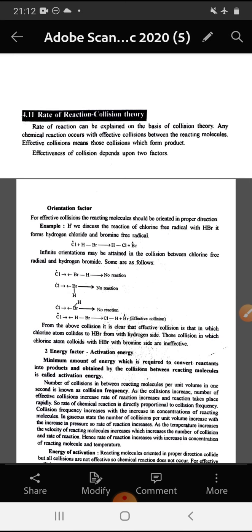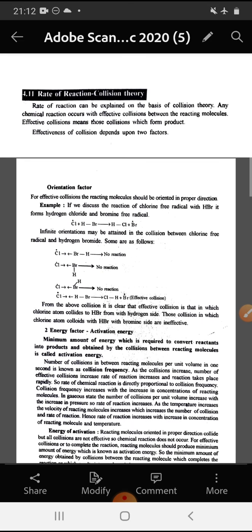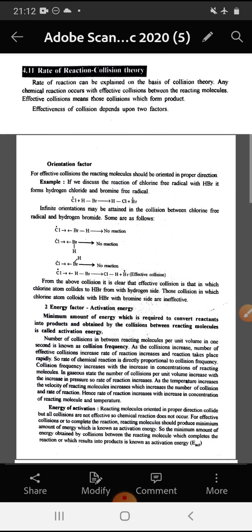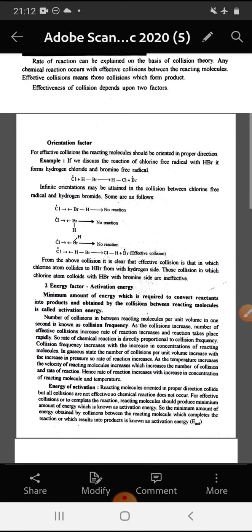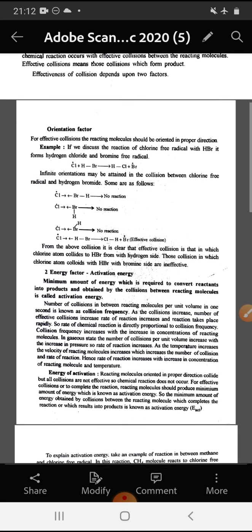Any chemical reaction occurs with effective collisions between the reacting molecules. Effective collisions means those collisions which form product. Effective collisions depend on two factors: orientation factor and energy factor. So first let's start with orientation factor.